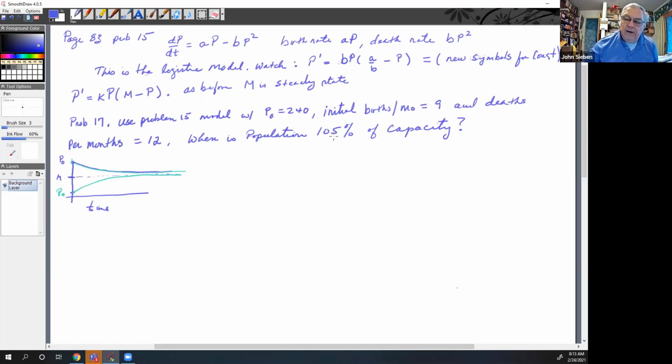When will the population be 105% of the capacity? So 105% of the capacity would be up here somewhere. So the question is, at what time, out here, does the population equal 105% of the capacity? So that's the problem.